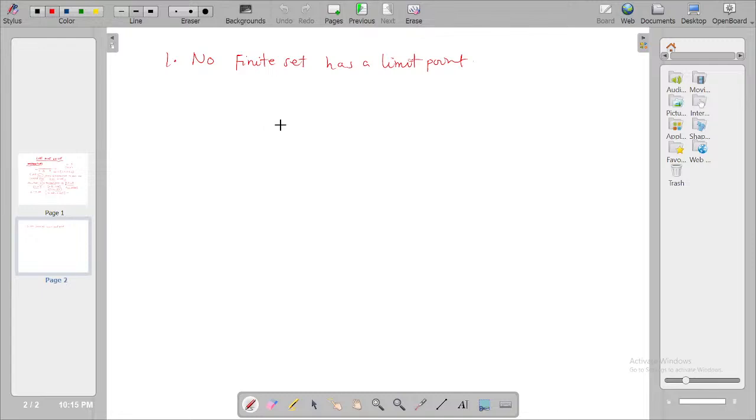A finite set is a set which is what? Having an end, right? So for example, you have 1, 2, 3, 4, 5. Now let's see, does this finite set have a limit point? If it does, then you say that this statement is wrong. If not, then let's see.